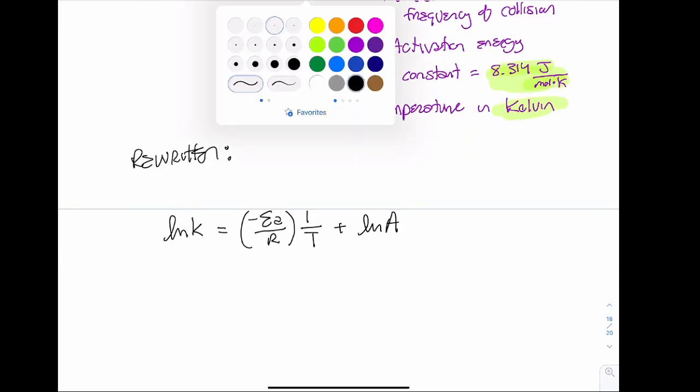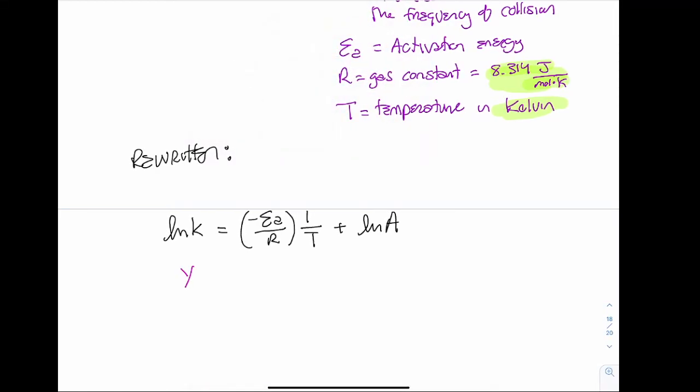So if I was to graph, right, my natural log of my rate constant versus 1 over temperature, my slope is the negative activation energy divided by a constant. So we can actually figure out our activation energy by measuring my rates at different temperatures and graphing it. My y-intercept then is the natural log of that frequency factor.